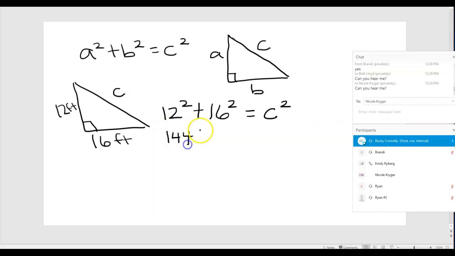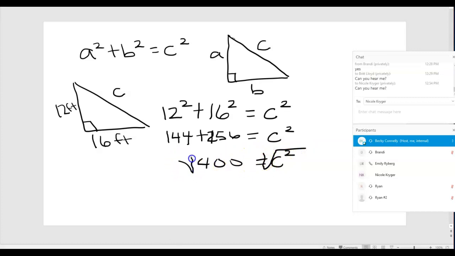And what's 16 squared? And then when I add that together, remember that now we have 400 equals c squared, so we still don't know what c is, right? The way we undo squaring something is to square root it. So if I square root 400, that's going to give me my answer. What's the square root of 400?